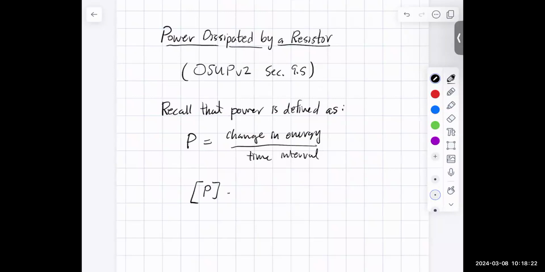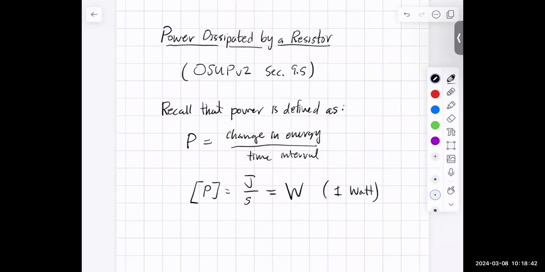So the units of power are going to be the units of energy, which is a joule, divided by time interval units, which is seconds, so it's a joule per second, and that's equal to a watt. So 1 joule per 1 second is 1 watt.